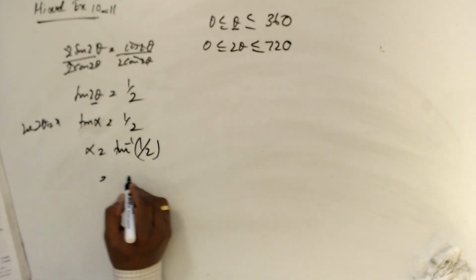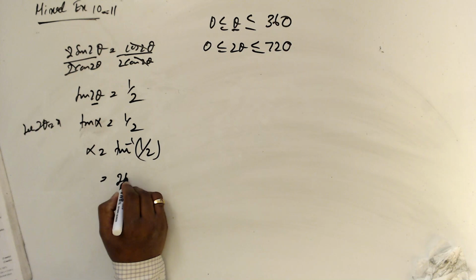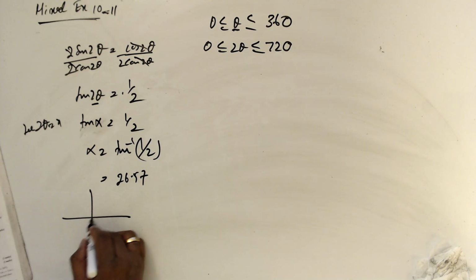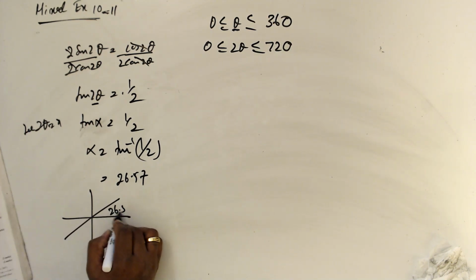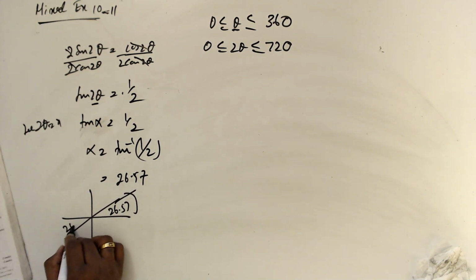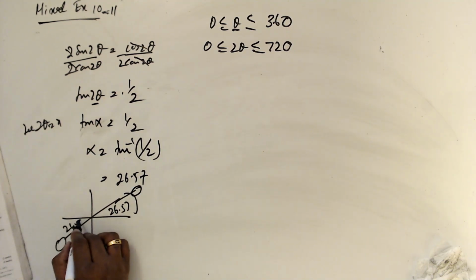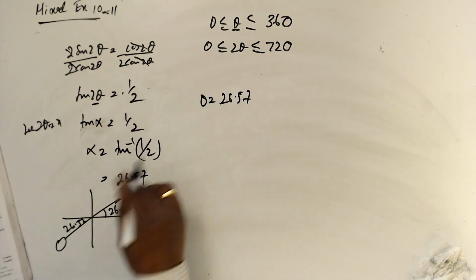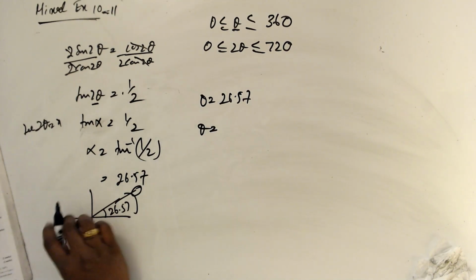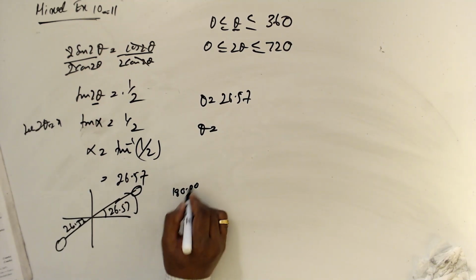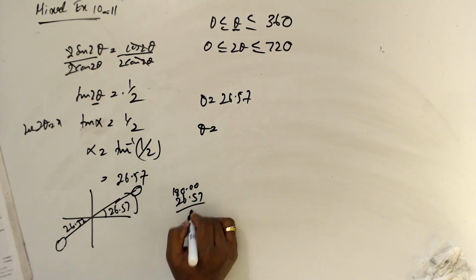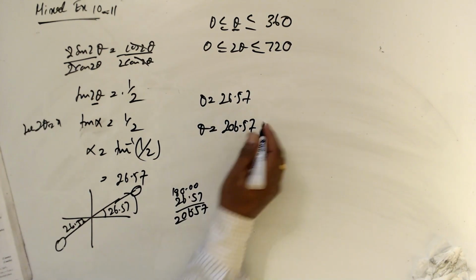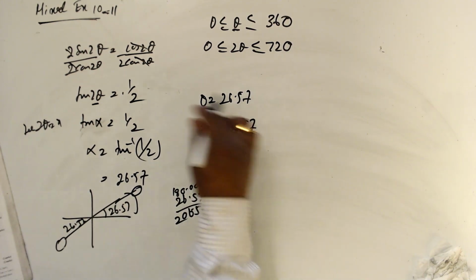And that is going to be 26.57. So this is positive. It means it is in the first quadrant and the third quadrant. So the first angle is 26.57, which we get from the first quadrant. The second one is 180 plus 26.57, so that is 206.57. Now we have to add 360 to these.